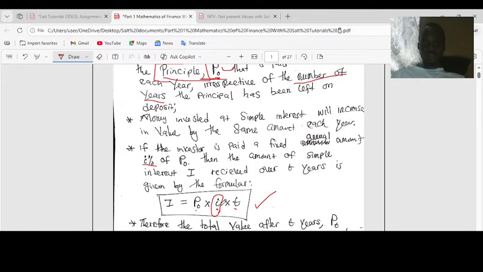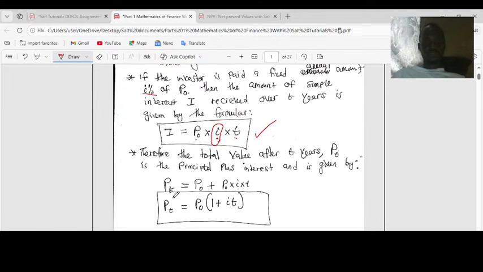So if it's 20%, we'll replace it with 20 over 100 to indicate that it is a percentage. So 500 multiplied by 20 over 100 multiplied by the number of years, maybe it's 5 years. That's how we calculate the interest, calculated on the 500 kwacha. So on those 5 years which I've invested my money, I'm going to have the future value.